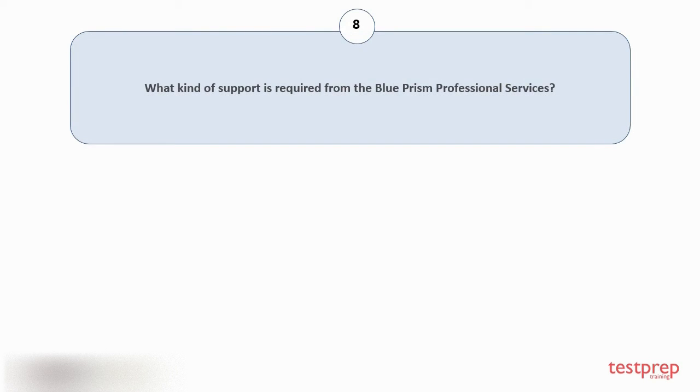Question number 8, what kind of support is required from the Blue Prism Professional Services?